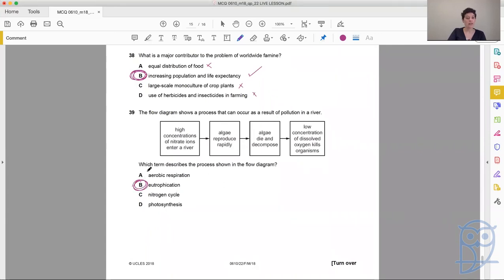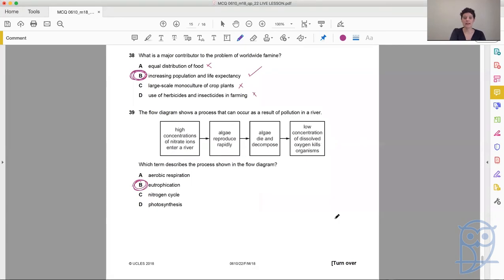If we check the others, aerobic respiration, definitely not. Nitrogen cycle, nope. This is just one little piece of nitrates talking about eutrophication. It's not the full nitrogen cycle. And photosynthesis, no, this is not about that fixation of light and the production of glucose. So this is all about eutrophication.